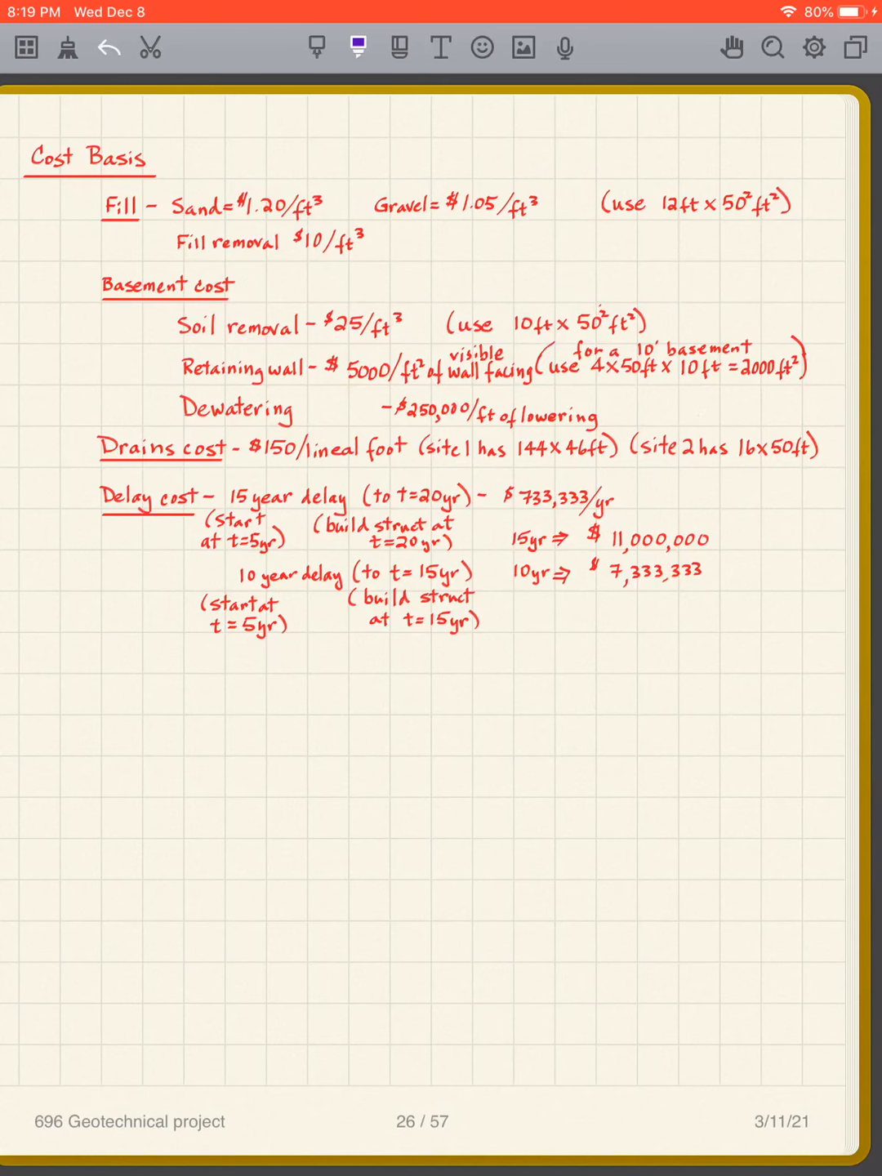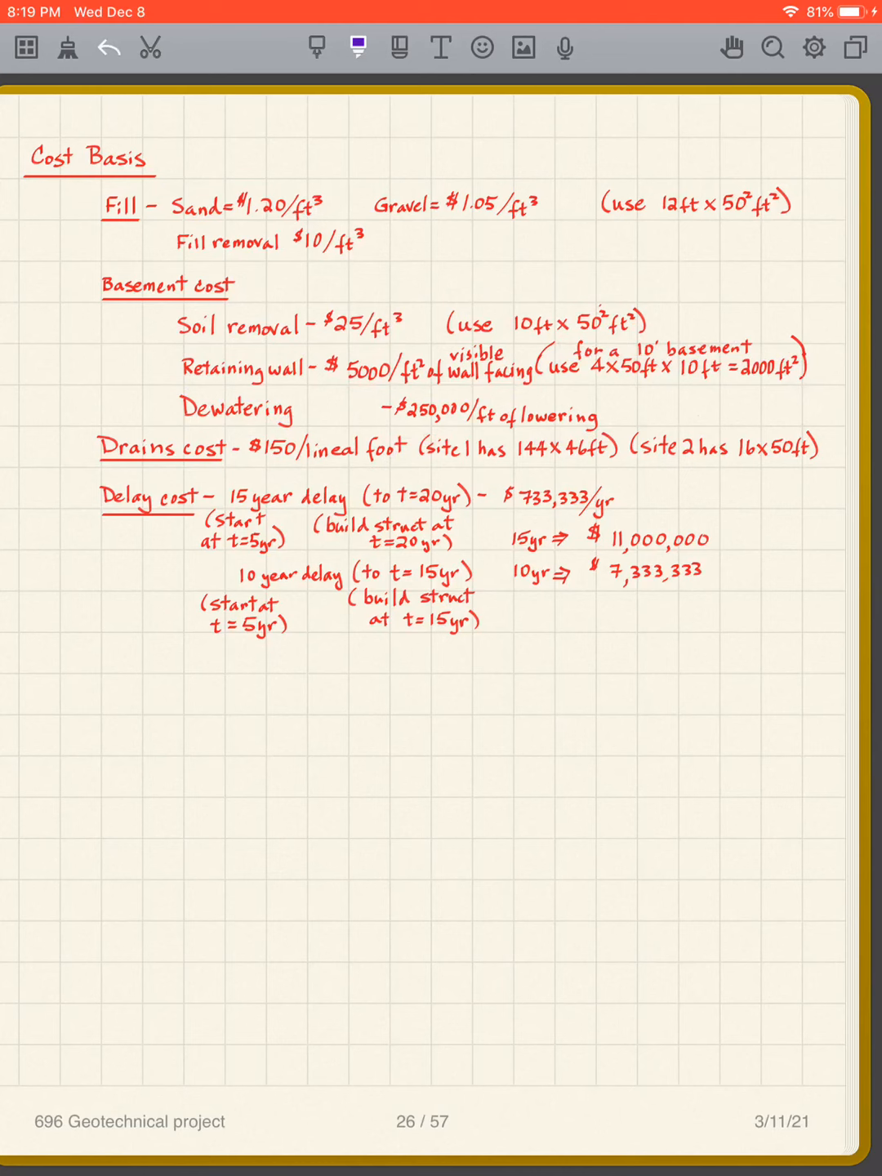Then if we're putting in a basement, we have to put in a retaining wall. And how are we going to figure that out? It's $5,000 per square foot of visible wall facing. So when you're standing in the middle of the excavation, you're looking at the wall. So for a 10-foot basement, we're going to use 4 by 50 by 10, which gives us 2,000 square feet of visible wall facing. If we're going to do any dewatering, we're going to look at $250,000 per foot of lowering the water table. And then when we have drains, we're going to look at $150 per lineal foot.